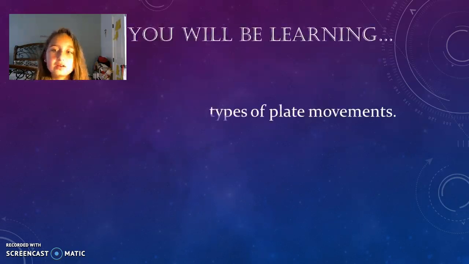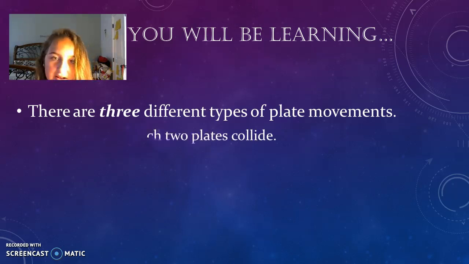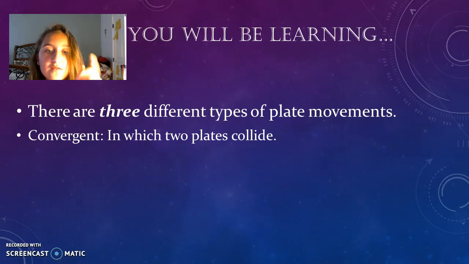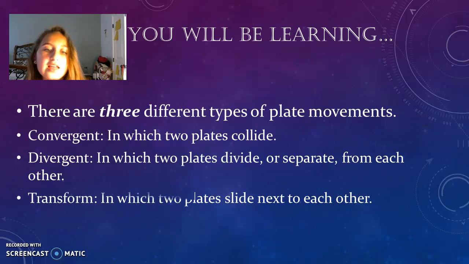Today you'll be learning about the three types of different plate movements or plate boundaries. The first is convergent, in which two plates collide, and what that creates. The second is divergent, in which two plates divide or separate from each other, and what crustal features that forms. And the third one is the transform boundaries, in which two plates slide next to each other. And there you'll also learn how they are made.